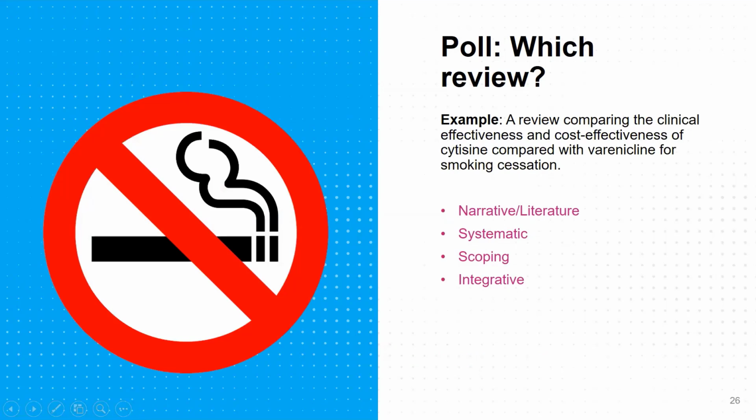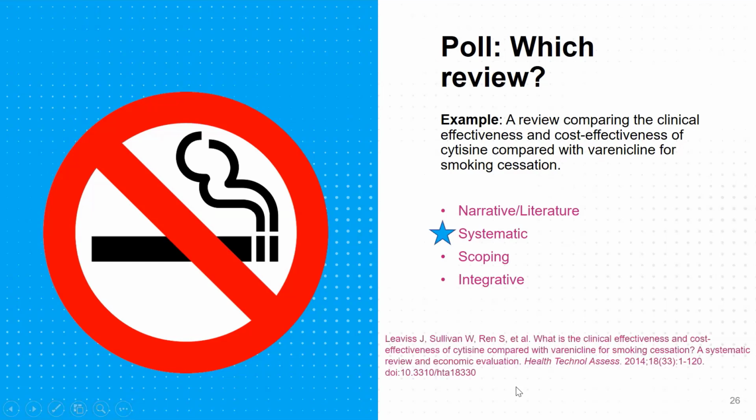Moving on to our next one, a review comparing the clinical effectiveness and cost effectiveness of cytisine compared with varenicline for smoking cessation. So I will share the results here. This is, in fact, a systematic review. It is looking at one intervention and comparing it with another. And you can actually see the very focused question in the title. What is the clinical effectiveness and cost effectiveness? So it's looking very specifically only at those two things for a particular reason, for smoking cessation.